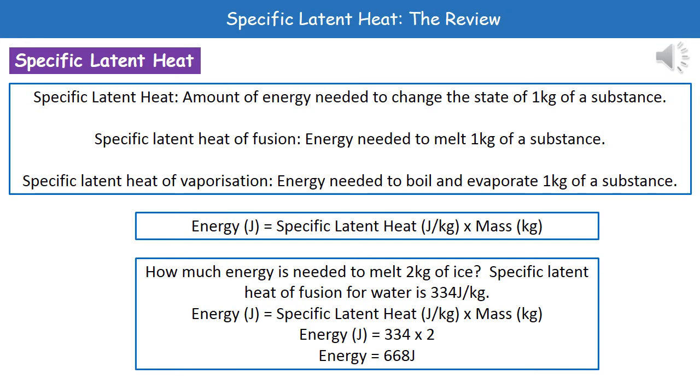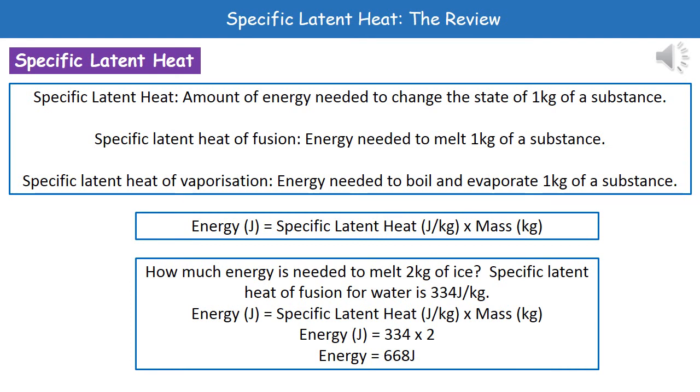So if we look back to page 2, we find our equation. Energy is specific latent heat times mass, and then we substitute in the numbers from our question. We know the specific latent heat is 334 and the mass is 2. So 334 times 2 gives us our energy of 668 joules.